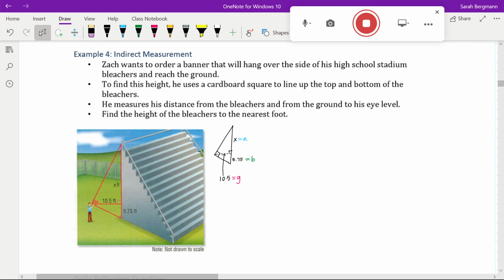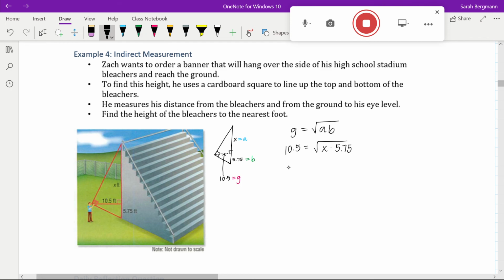I've redrawn the triangle so it's easier to see. And I know that I need to use geometric mean to solve this problem. I know G equals the square root of A times B. So that means 10.5 equals the square root of x times 5.75. Now this is a little different because x is under the radical. This is like that previous practice problem.